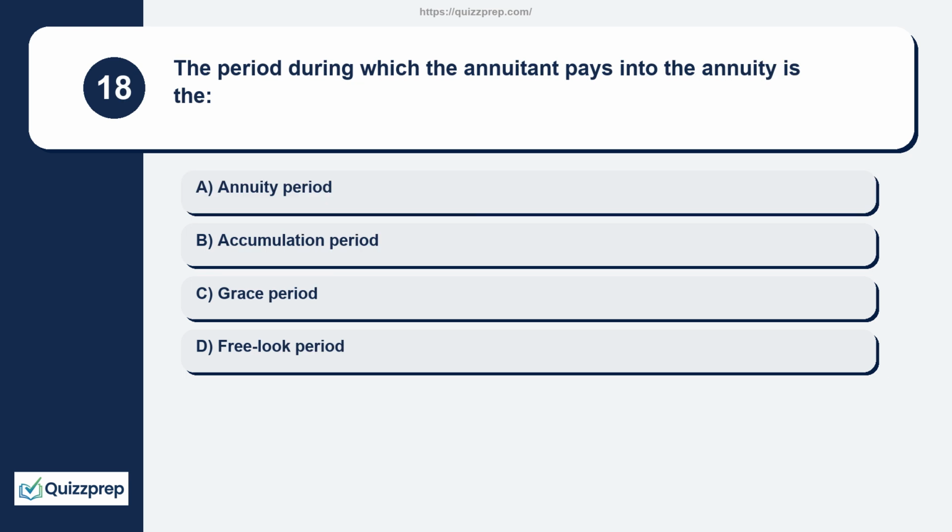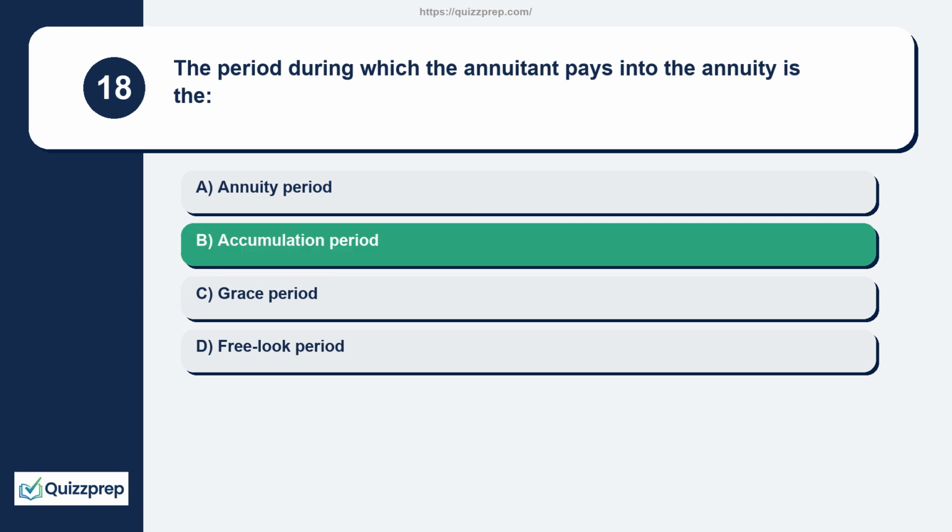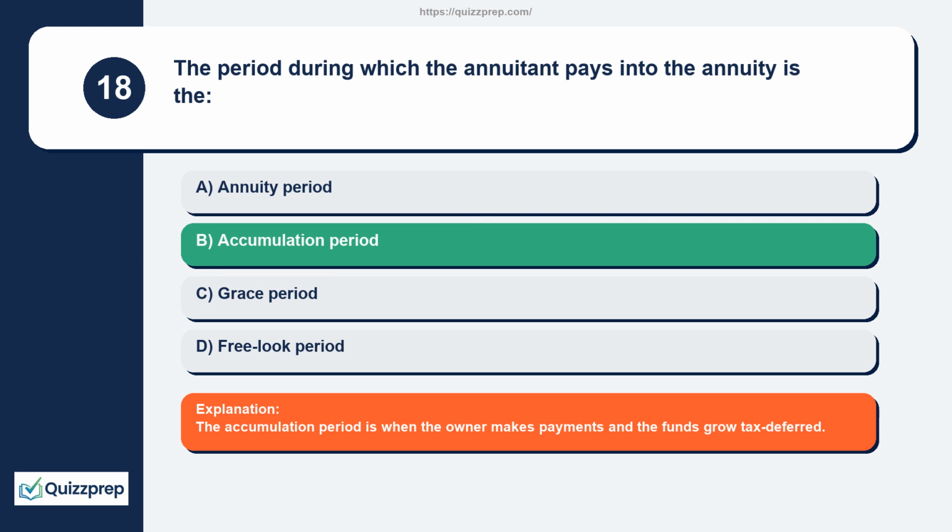Question 18. The period during which the annuitant pays into the annuity is the annuity period, accumulation period, grace period, free look period. The accumulation period is when the owner makes payments and the funds grow tax-deferred.